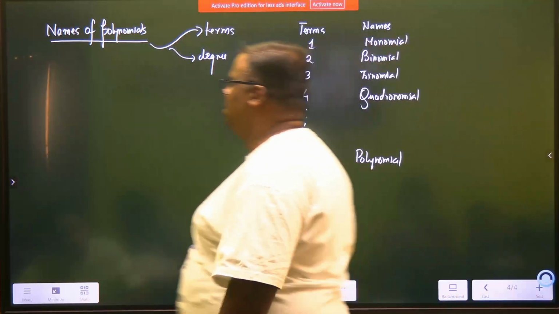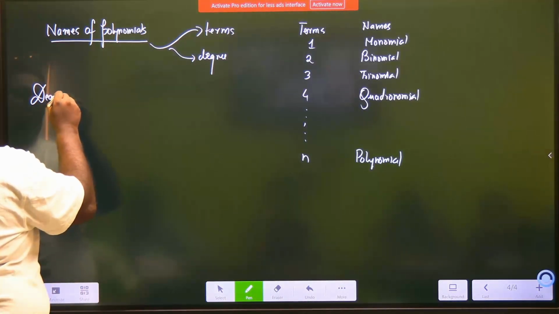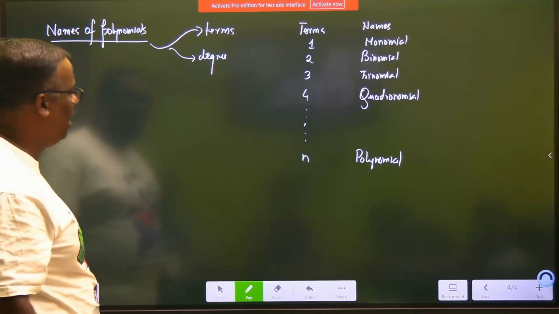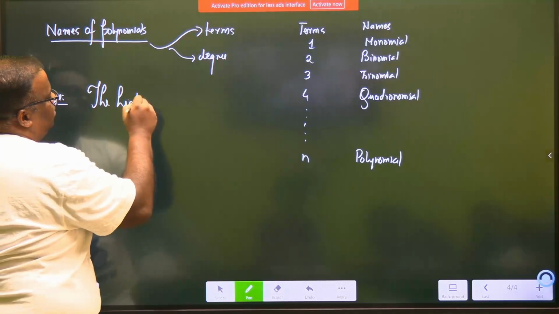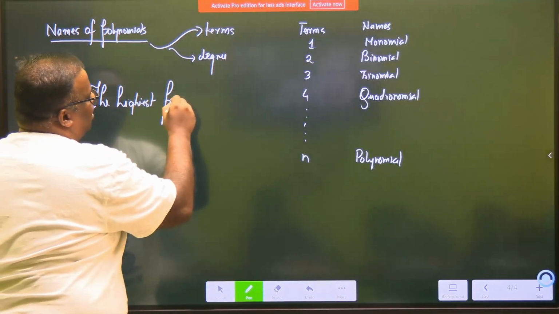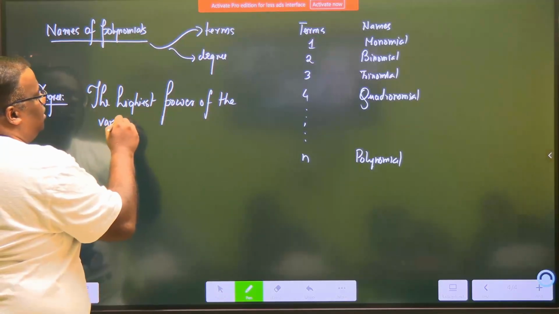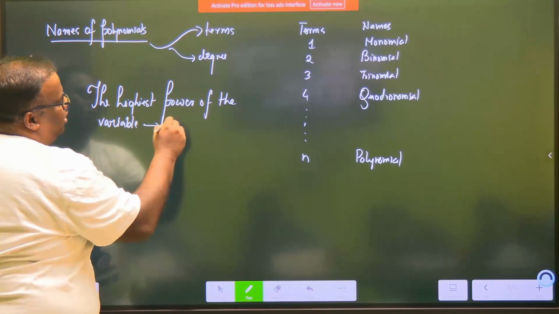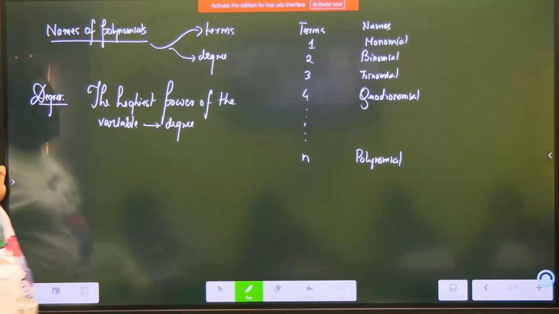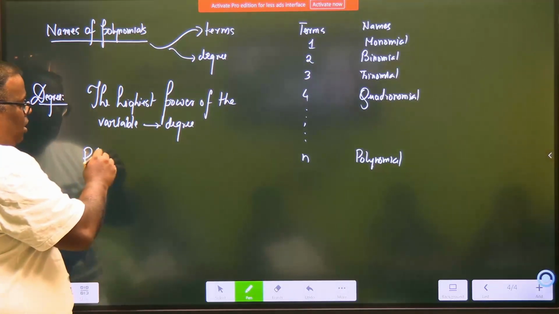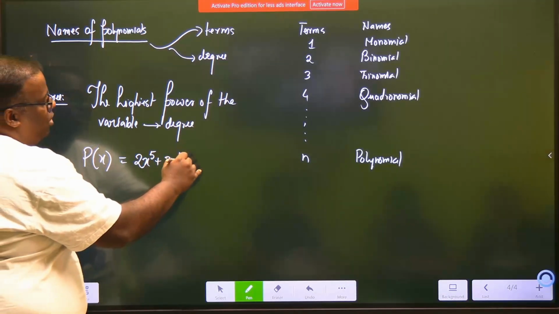Okay, let's understand what is the degree of a polynomial. The highest power of the variable is called the degree. Very easy. Highest power of the variable. Okay. Let's take one polynomial and check. Now it is already a polynomial. So I have a polynomial which is 2x^5 + 3x^4 + 6.